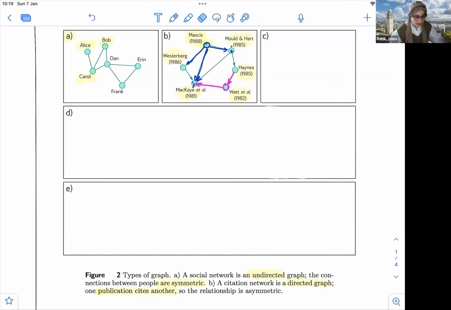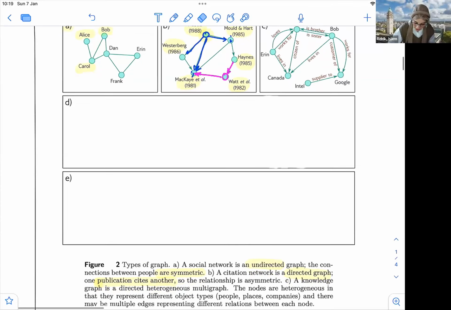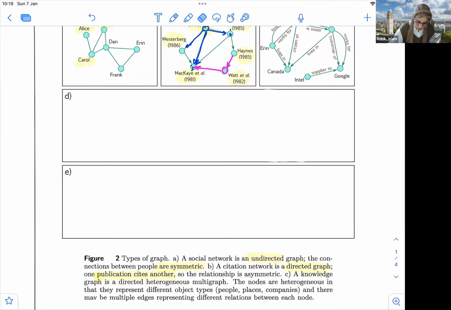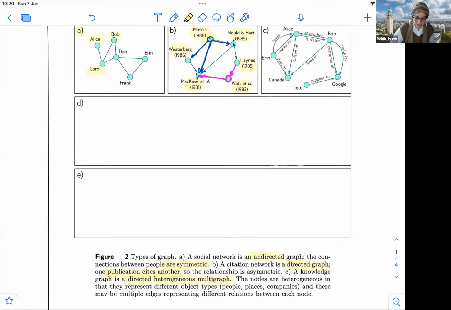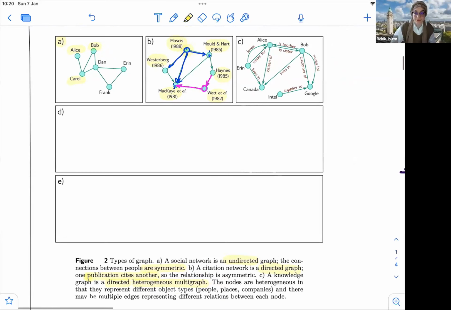Another type of graph, let's look at this. C is a knowledge graph. A knowledge graph is actually a directed heterogeneous multigraph. We will learn about all these types in a bit: what is a heterogeneous graph, and what is a directed graph in more detail. Here I just wanted to give you an overview of different graphs before we dive into the theoretical definition.